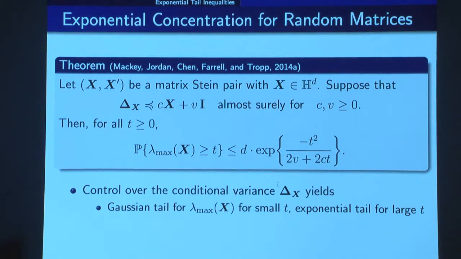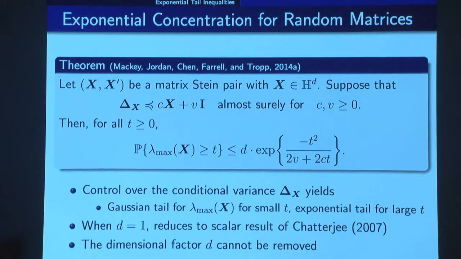And what does this inequality say? It says that control over the conditional variance gives you a Gaussian tail for small t and an exponential tail for large t. When d equals 1, this actually reduces to the scalar result that Sourav Chatterjee established for scalar concentration. But in general, this factor of d sitting in front, the dimension factor, is necessary. I mean, it only appears logarithmically in the quantities that you care about, but you need it in general.